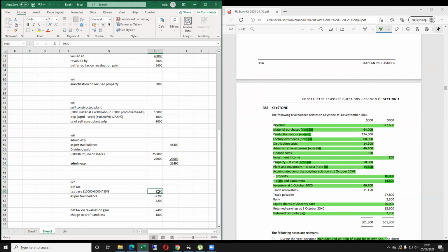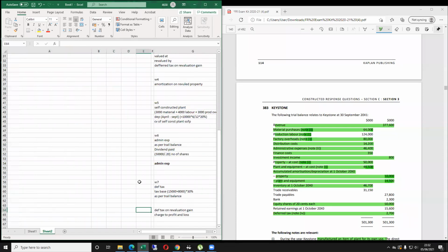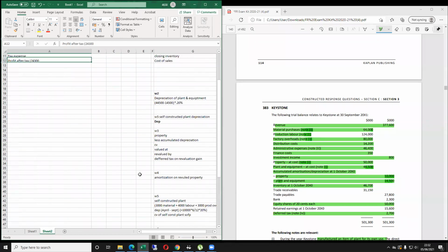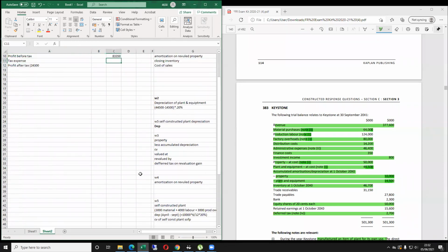So it means if you take these two differences, for this year you need 4,200, but from the 4,200 we allocated 2,400 to revaluation gain. The remaining will go to profit and loss. This is your last final tax figure. So this will be your tax figure, the actual amount you pay tax.